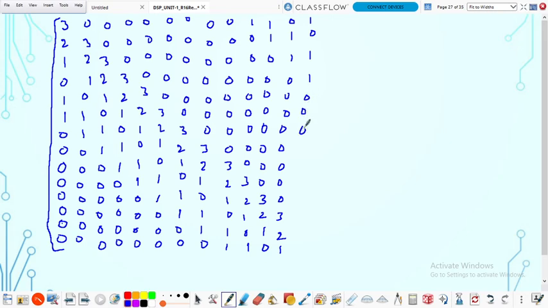0, 0, 0, 0, 0, 0, 0, 0, 3, 2, and again rotating, we get 2, 1, 0, 1, 1, 0, 0, 0, 0, 0, 0, 0, 0, 3, and again rotating, we get the original sample. What is that original sample? 3, 2, 1, 0, 1, 1, 0. So this is the final sample, the final rotation.